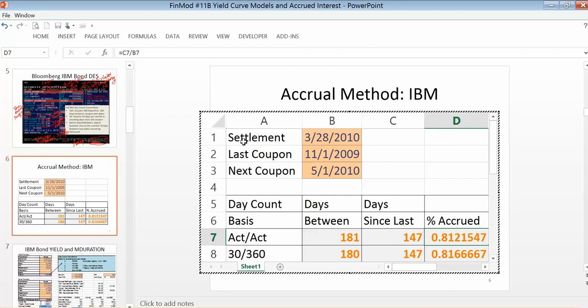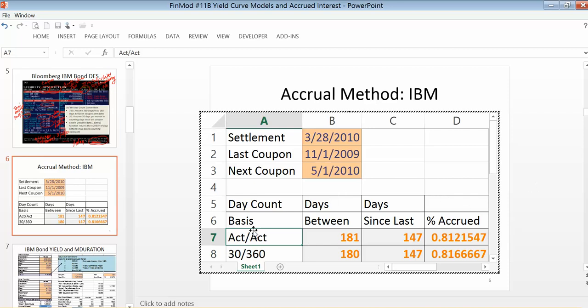That is if you counted days using the actual calendar. That is called a day count convention. If you use the actual number of days in a month and the actual number of days in a year, that's called the ACT day count convention or accrual method. That is not what's used for this bond.